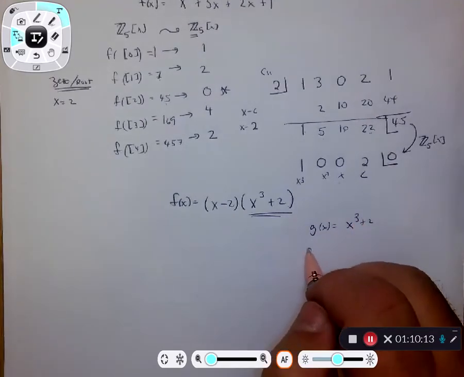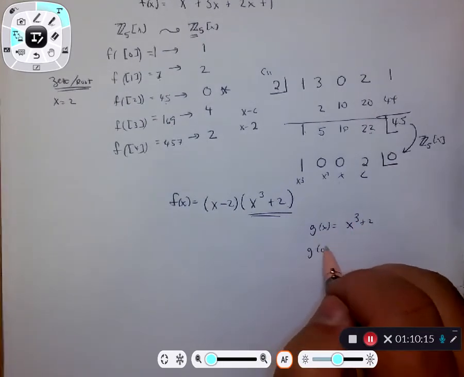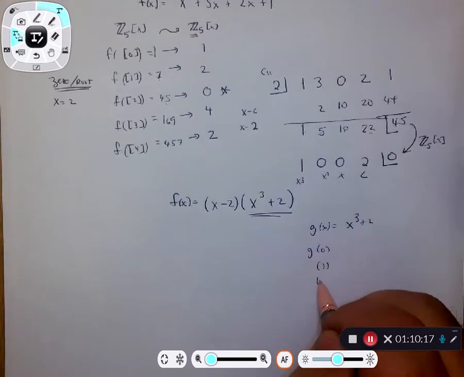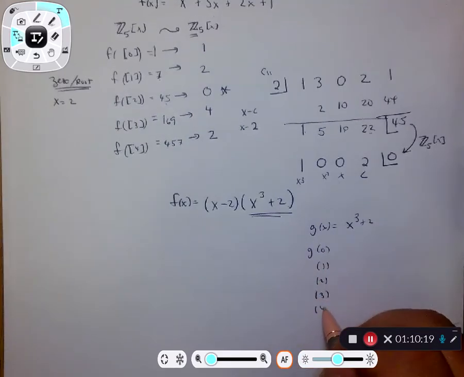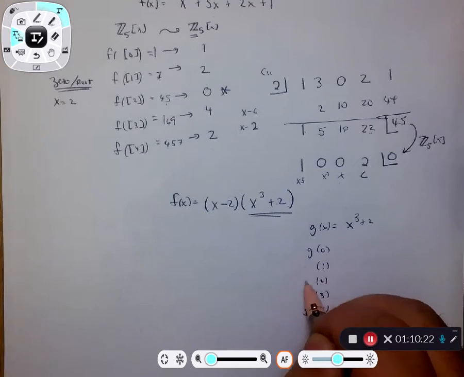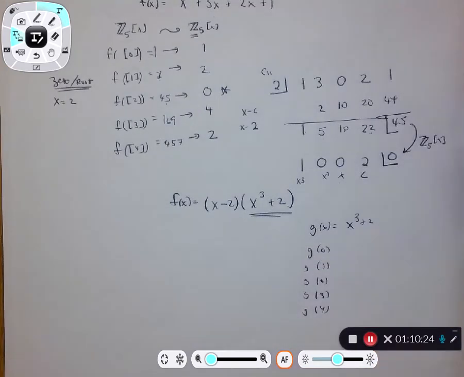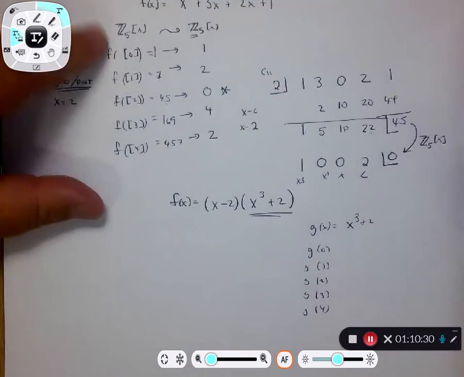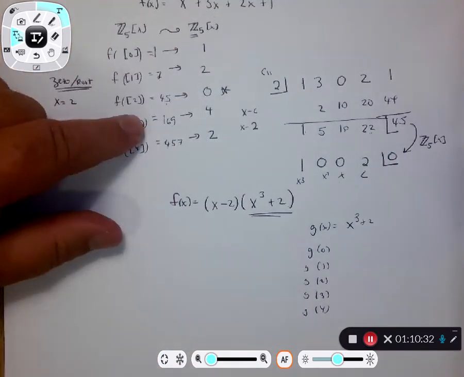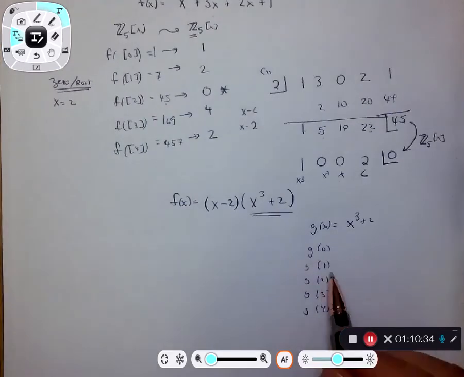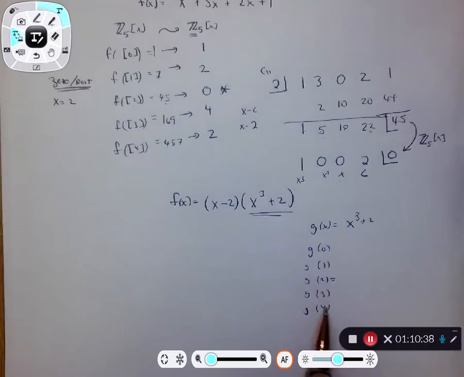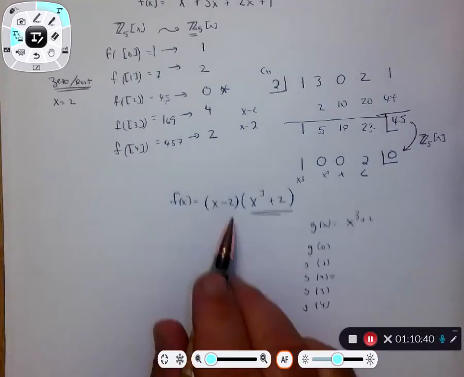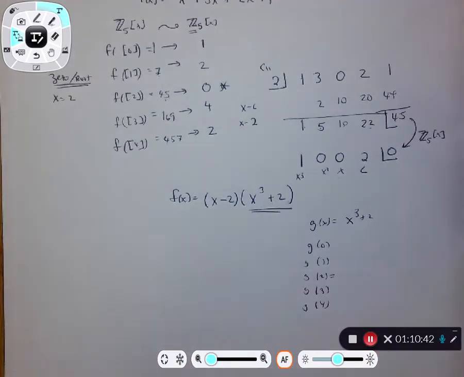I can check, this is in Z5, so 0, 1, 2, 3, and 4. But I can tell you honestly, all I really need is to check one of them. The one that I need to check is going to be 2. Because if it's a 0 now, it would have been a 0 before. And there was only one 0 before. So I really don't have to check these other guys, but I will prove it to you, so I will. But the only one that has a potential is going to be a double root. That 2 may show up as a 0 again.